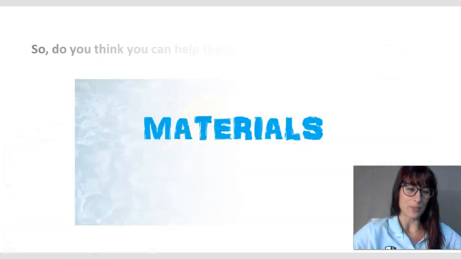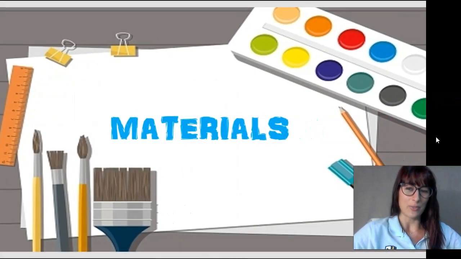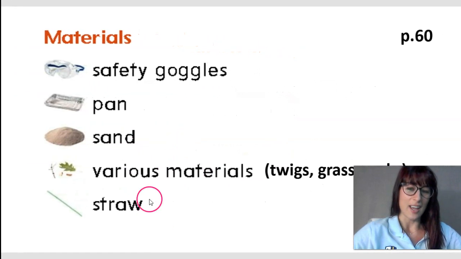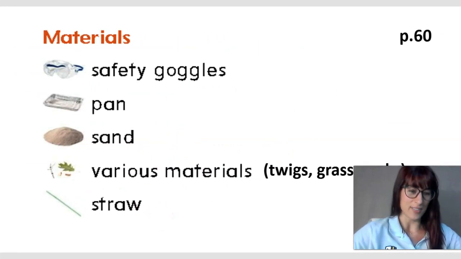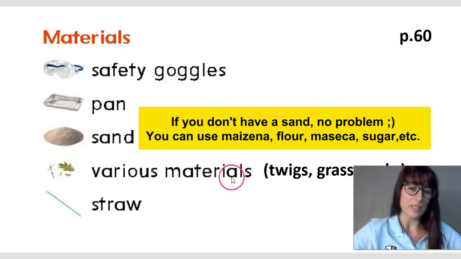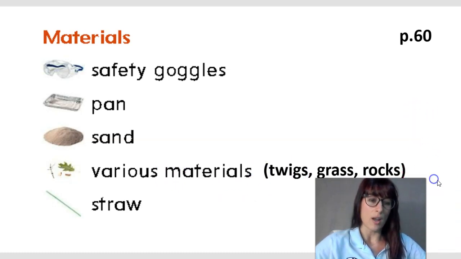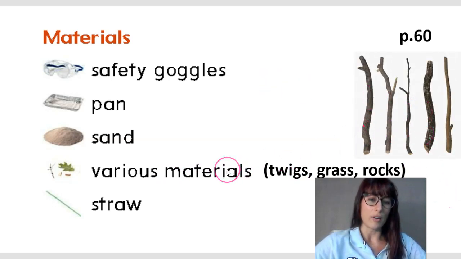Let's see what materials we need for this project. Okay, the materials you need for this project, well, safety first. You need to put on your safety goggles because you'll be working with the sand and blowing on the sand. So it's good to have safety goggles on. Then you will be using an aluminum pan, sand, and various materials such as twigs, grass, rocks, and of course a straw that you use for drinking. Now if you don't know what twigs are, I have a picture here for you of what they look like. You could use this material or grass, right? You will be using real grass that you'll find outside your house, and rocks to make this design.